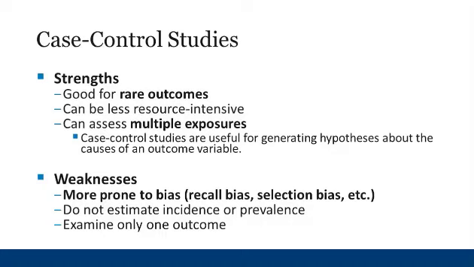Now, some of the weaknesses that you're going to run into are that they are definitely more prone to bias. And this has to do with how you're setting up your cases and controls. They also, because you do not have an estimate of time, do not estimate incidence. And also, tying back to one of the strengths of a cohort study, one of the weaknesses of a case control study is that they examine only one outcome.